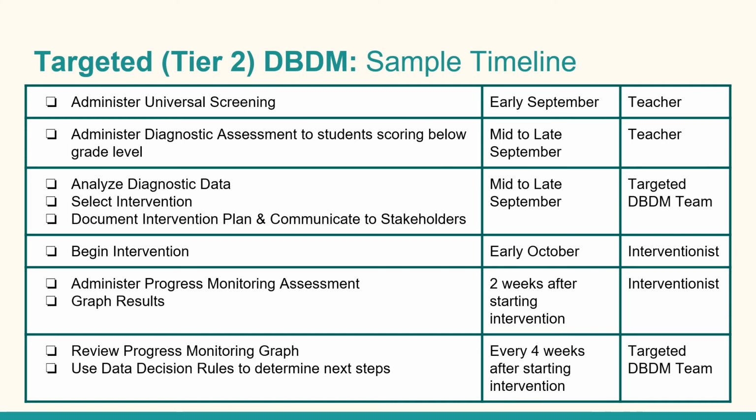Next, in early October, the interventionist would begin the intervention. 2 weeks after starting, the interventionist would begin administering the progress monitoring assessment and graphing those results. After that, every 4 to 6 weeks, those graphed data will be reviewed by the targeted DBDM team, and data decision rules would be used to determine next steps.